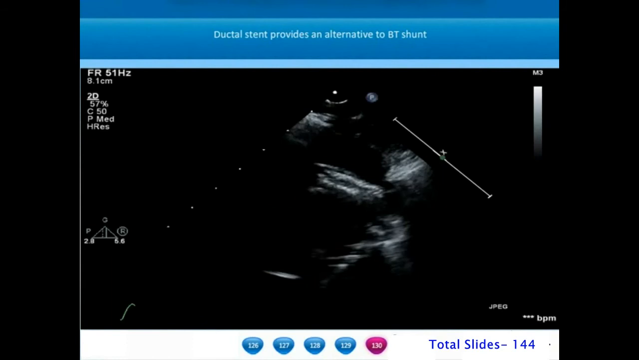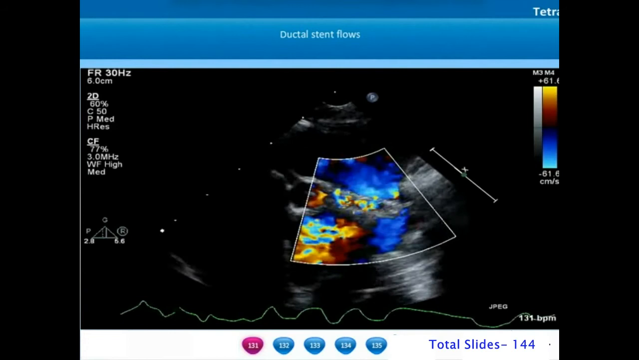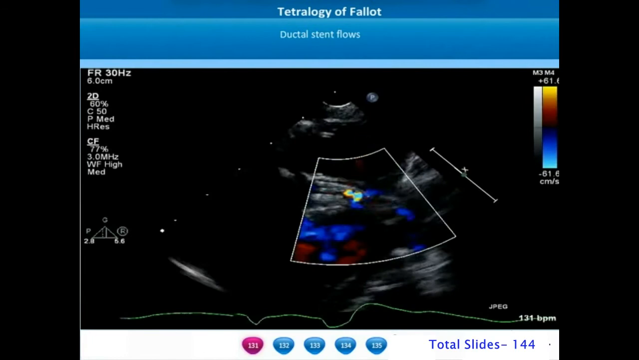Sometimes, instead of a Blalock-Taussig shunt or an aortopulmonary shunt, a ductal stent may be used to provide an alternative to the BT shunt. This is a suprasternal long axis view of the aortic arch, showing the placement of a ductal stent. We can notice the continuous flow through the ductal stent in this patient who has been palliated with ductal stenting.